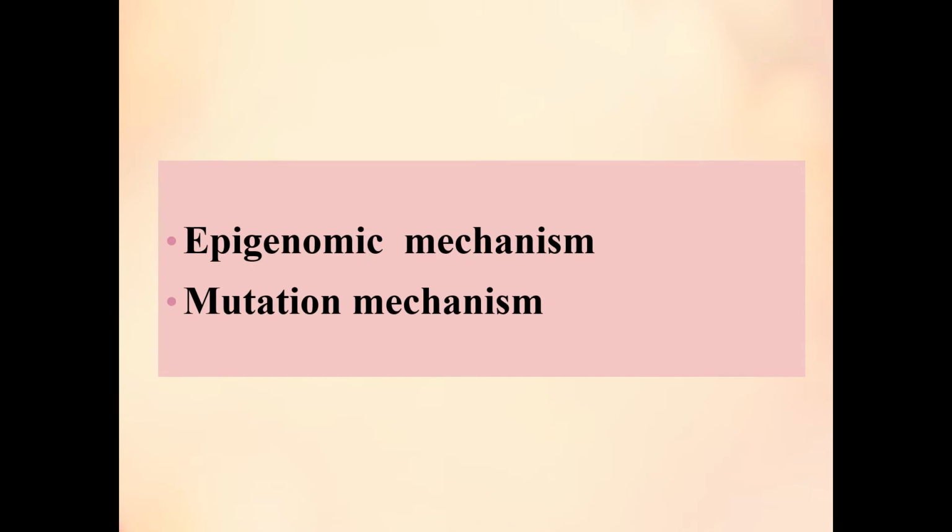Viral oncogenesis is realized by two molecular mechanisms, the epigenomic mechanism and the mutation mechanism. In the epigenomic mechanism, the virus genome easily binds to the genome of the normal cell, and the normal cell transforms into the tumor cell. But in the mutation mechanism, viruses, after their integration into the genome of the normal cell, subject it to a proto-oncogene mutation, turning it into an oncogene and leading to the development of the tumor.